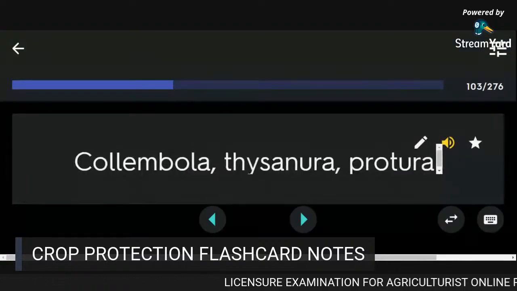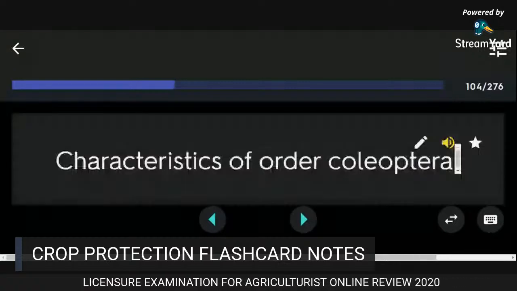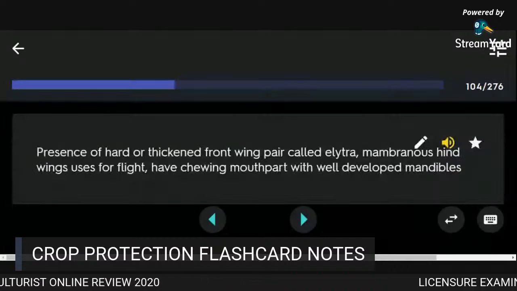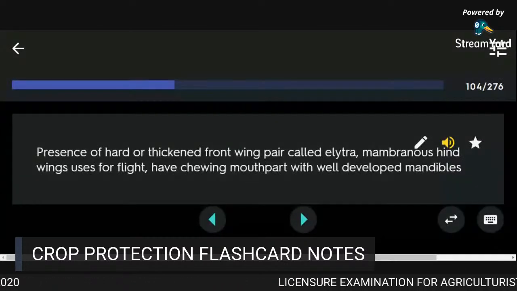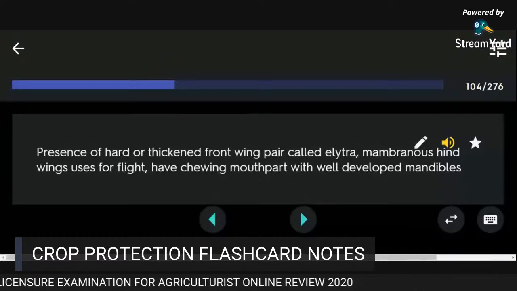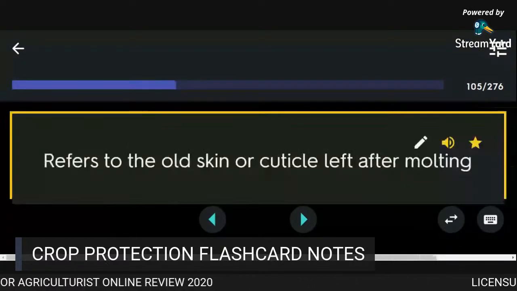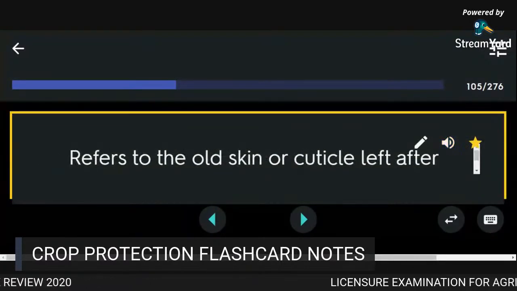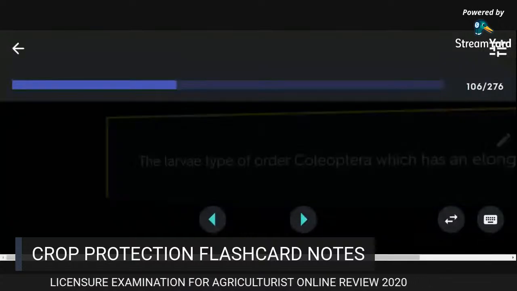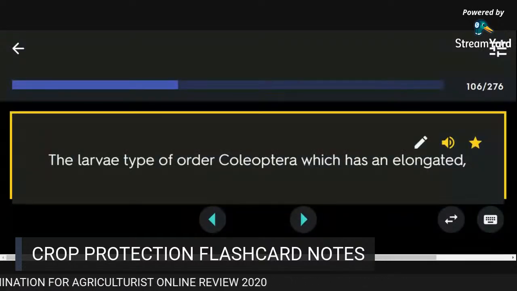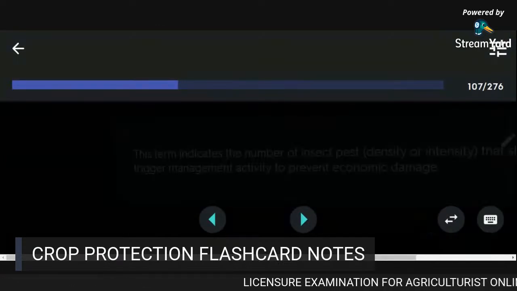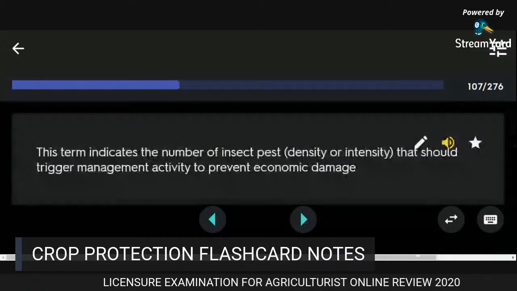Characteristics of order Coleoptera. Presence of hard or thickened front wing pair called elytra, membranous hind wings used for flight, chewing mouthpart with well-developed mandibles. Refers to the old skin or cuticle left after molting. Exuviae. The larva type of order Coleoptera which has an elongated form. Eruciform.